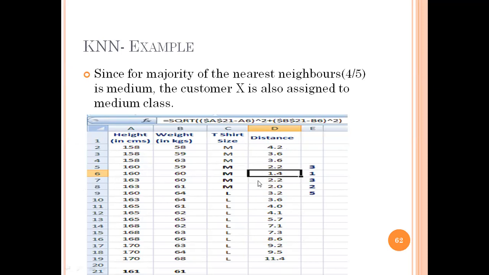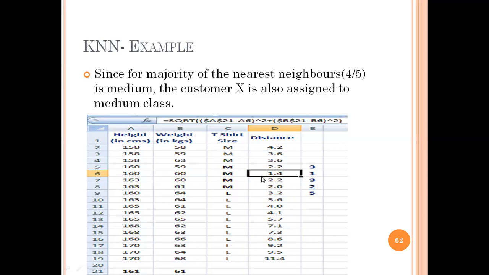Okay, and we will identify the 5 nearest tuples. We find the minimum 5 distances, and you can see them given here. The first, minimum distance is 1.4, then 2.0, then 2.2 twice, then 3.2. So these are the 5 nearest neighbors. All other values are greater than these values.